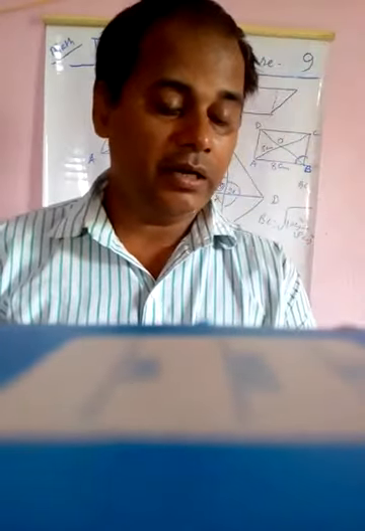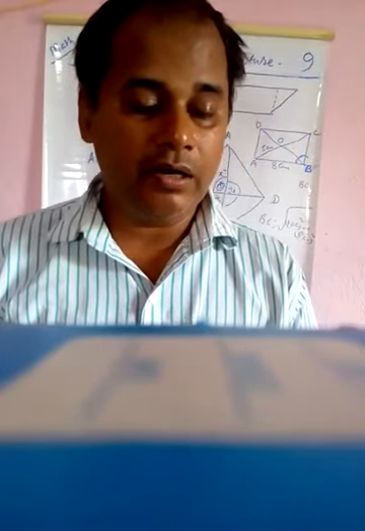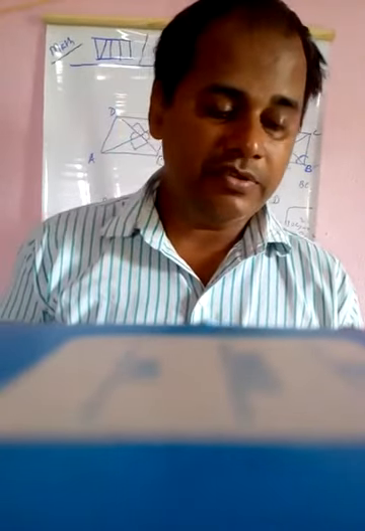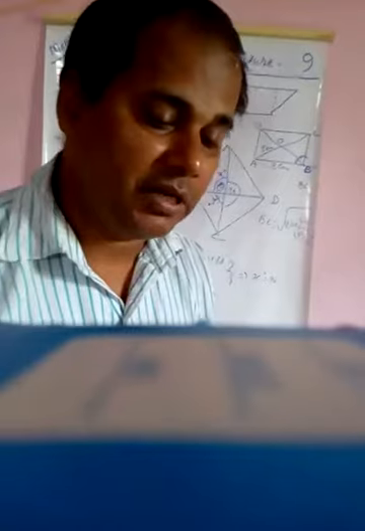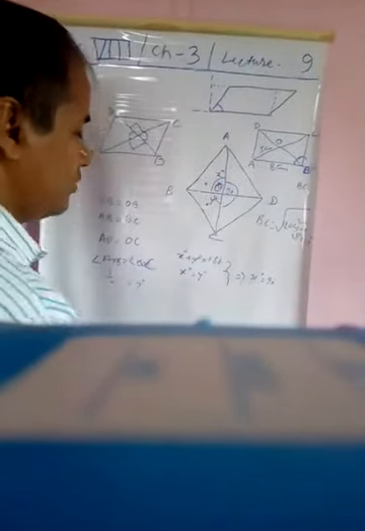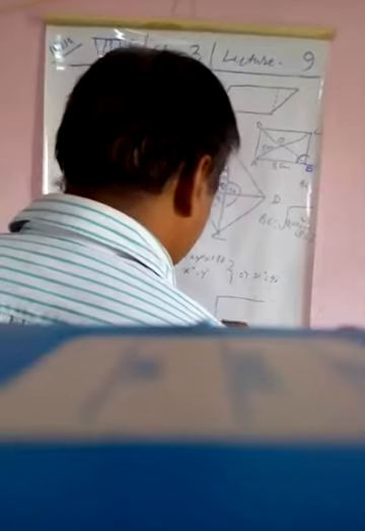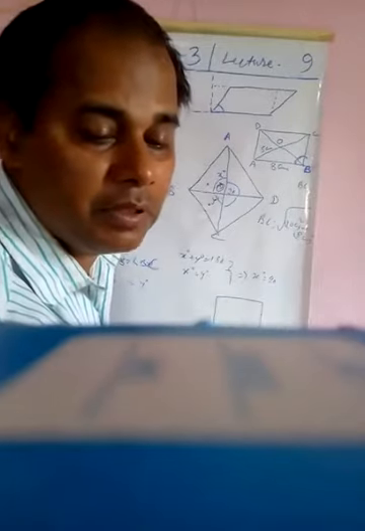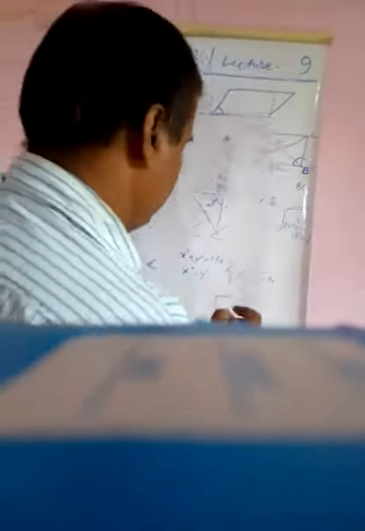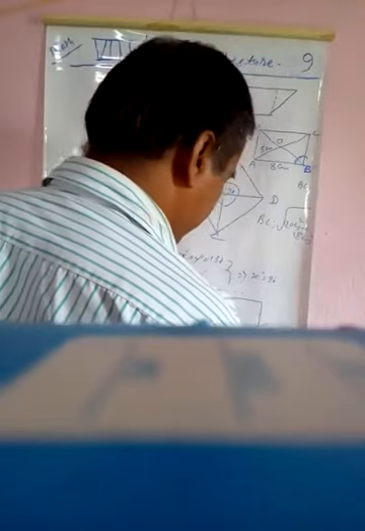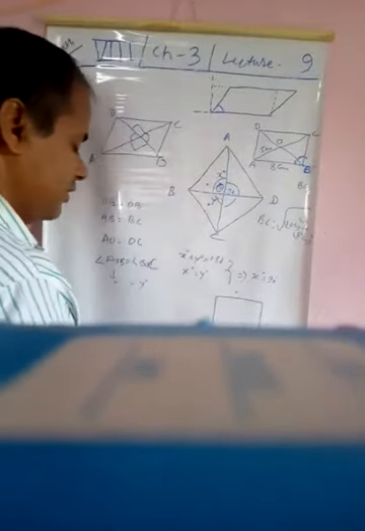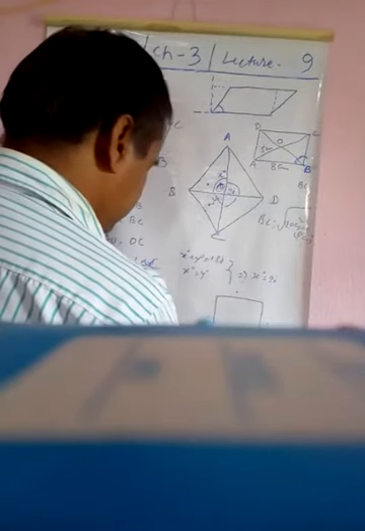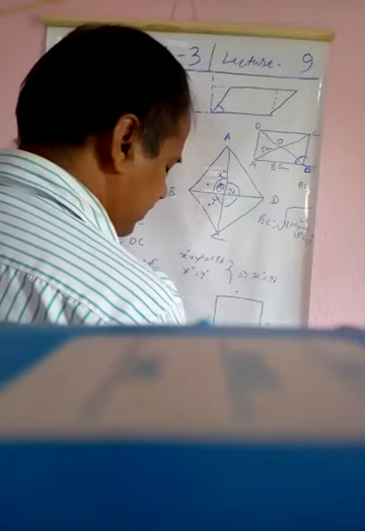Example number 11. The perimeter of a square is 40 centimeter. Find the length of the diagonal. Let ABCD be the square with the perimeter 40 centimeter. Suppose this is a square. The perimeter of a square is 40 centimeter, so this side plus this side plus this side plus this side is 40 centimeter. So the measurement of one side is equal to 40 by 4, that is 10 centimeter.